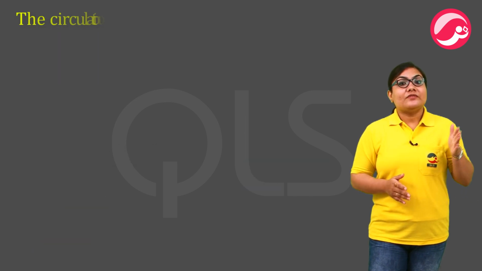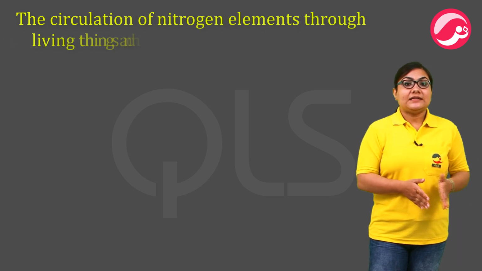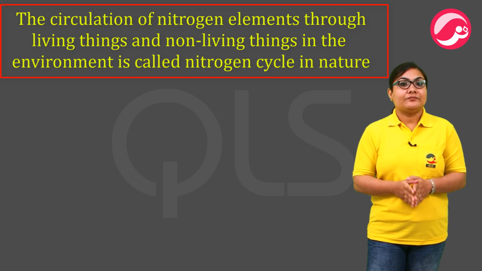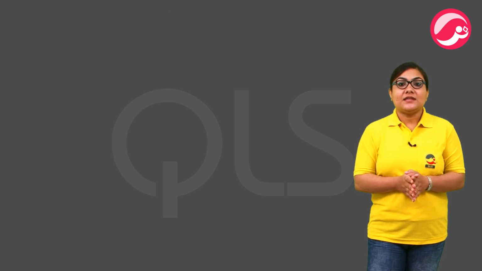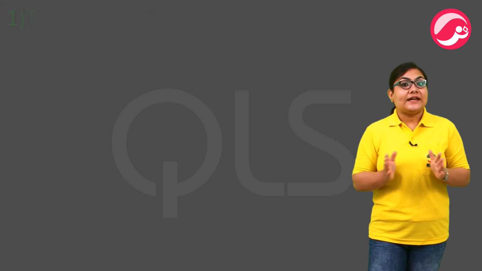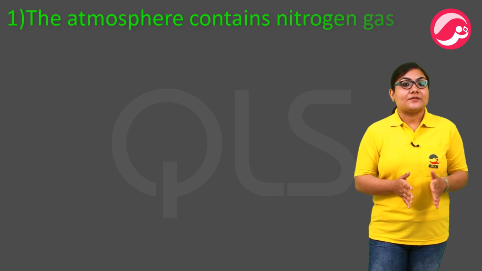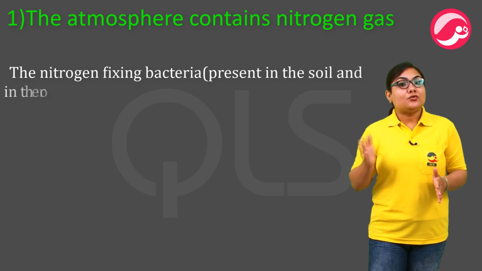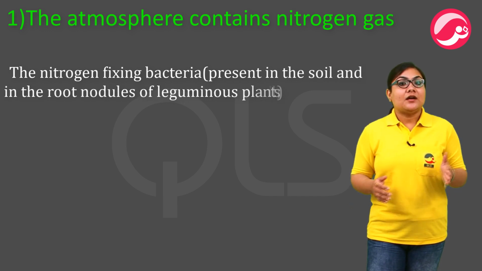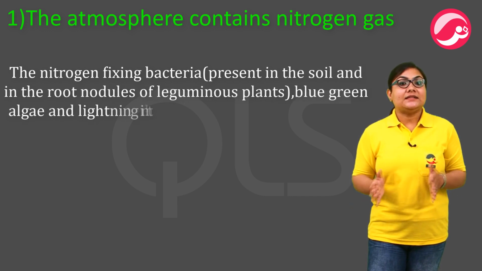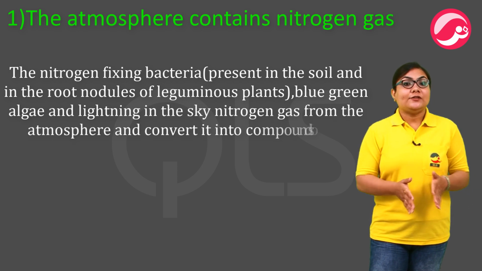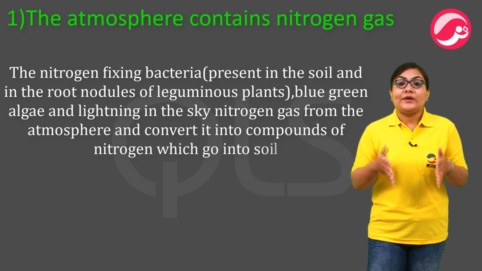The circulation of nitrogen elements through living things and non-living things in the environment is called as nitrogen cycle. There are a number of steps in nitrogen cycle. Number first, the atmosphere containing nitrogen gas. The nitrogen fixing bacteria present in the soil and in the root nodules of leguminous plants, blue-green algae and the lightning in the sky convert the nitrogen gas from the atmosphere into compounds of nitrogen which go into the soil.